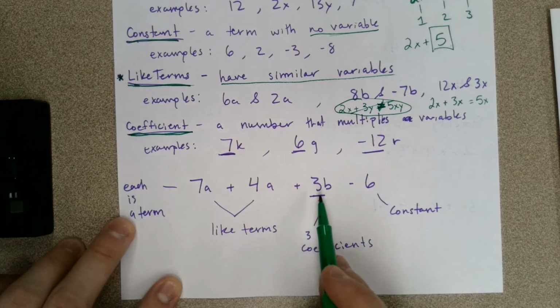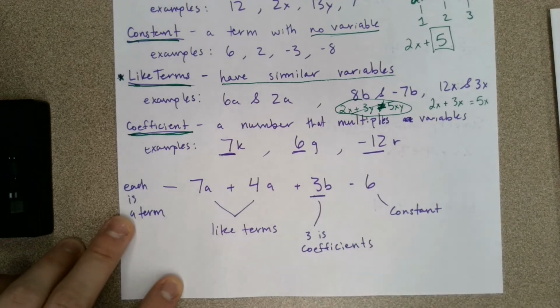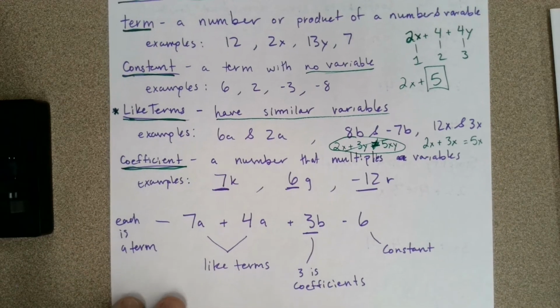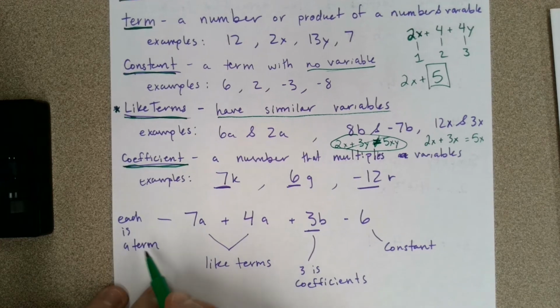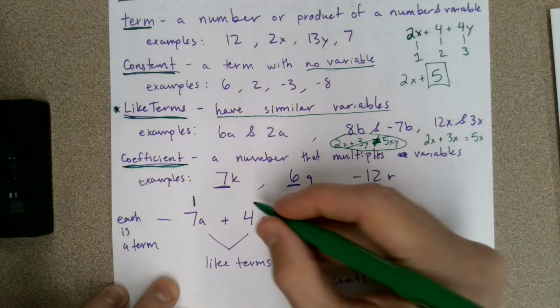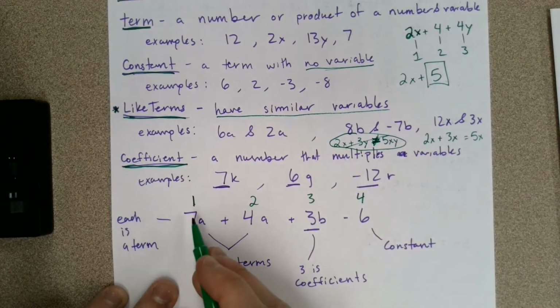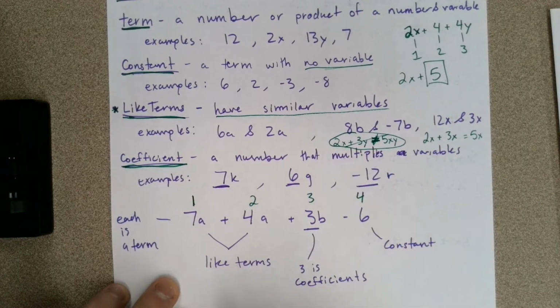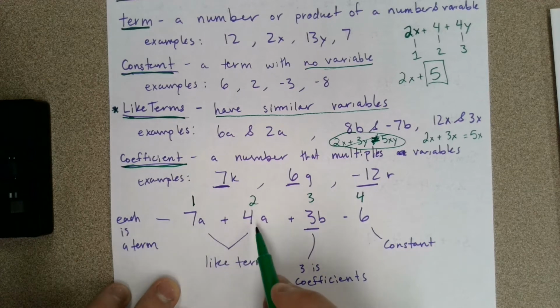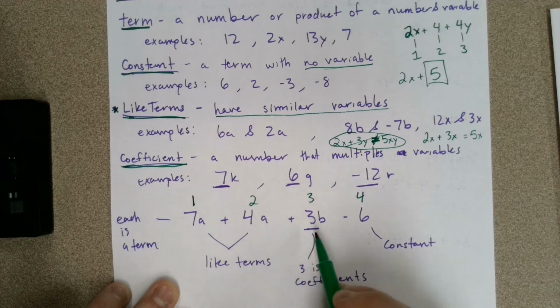7a plus 4a plus 3b minus 6. I have examples of all of these terms in here. First off, each is a term. This is term 1. This is term 2, term 3, 4. There's 4 terms here. I just pointed them out. The like terms, 7a and 4a, they both have a. 3b is not a like term to them because it does not have a similar variable.